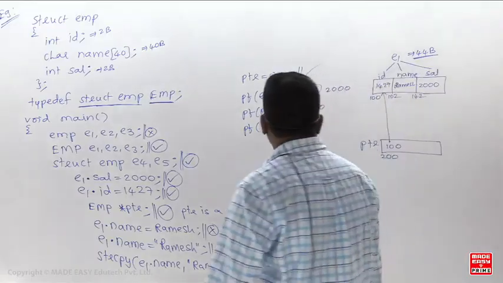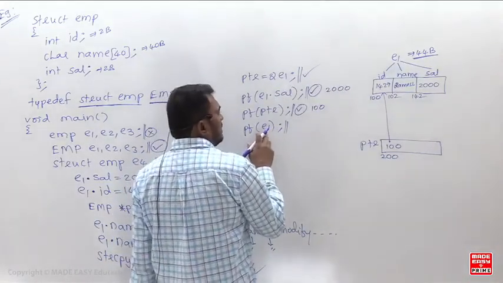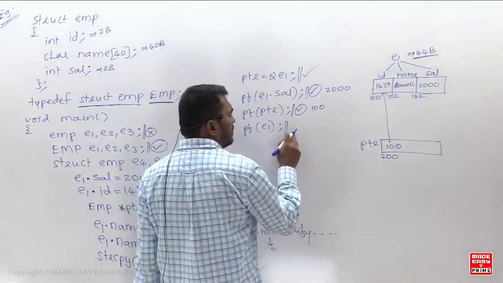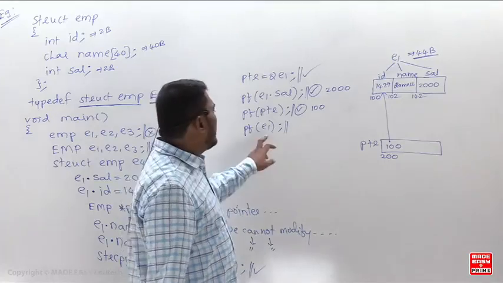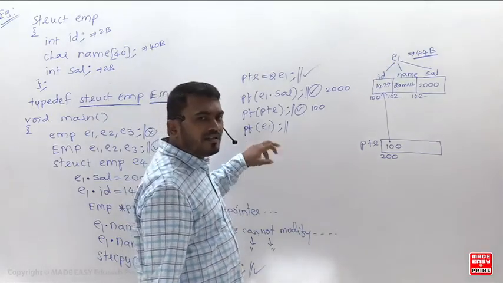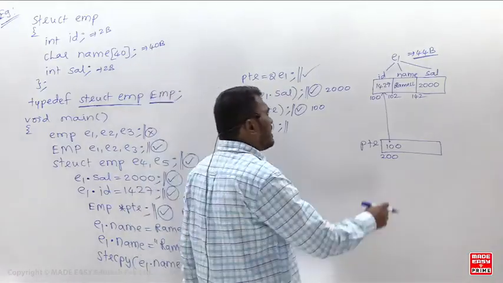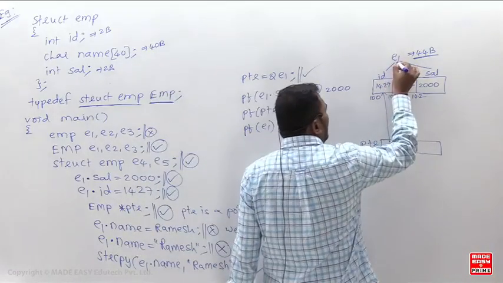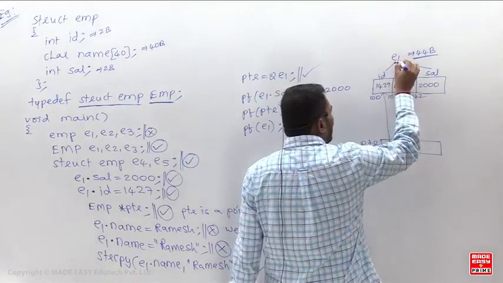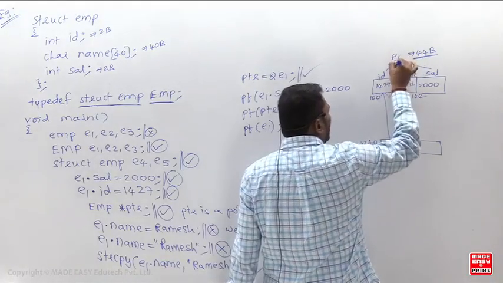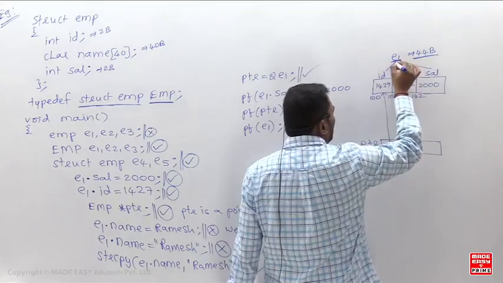Now look here. If I say printf E1, listen here, E1 is a variable. Many people are saying 100. No, it is not an array. If it were an array, you would write the base address. E1 is a variable, and variable means inside value. Inside the E1 you have three things: E1.id, E1.name, E1.salary.